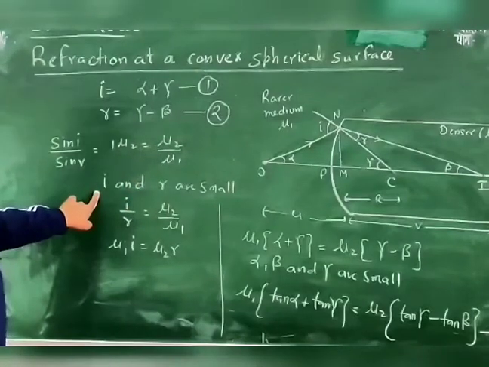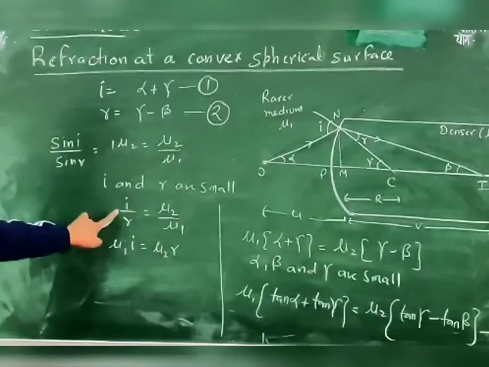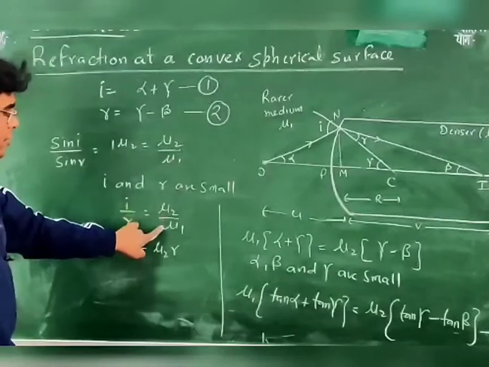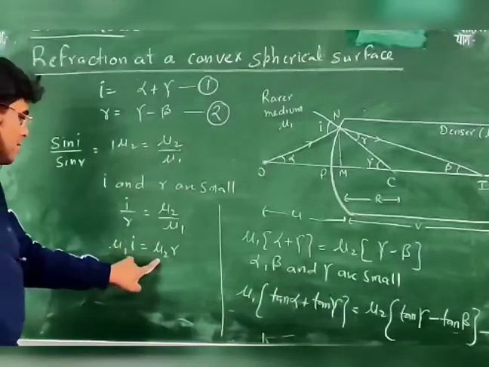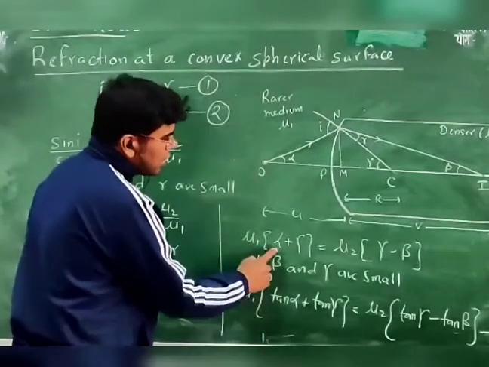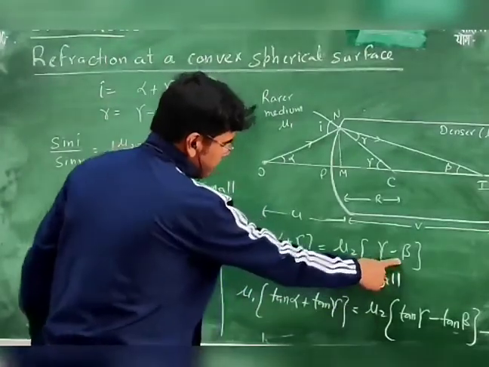Since in the assumptions we have taken the angles to be small, I and R are small, so instead of sin I and sin R we wrote I and R. So I upon R will be equal to mu 2 upon mu 1, and then mu 1 I will be equal to mu 2 R. Substituting the values of I and R, we get mu 1 into alpha plus gamma equal to mu 2 into gamma minus beta.